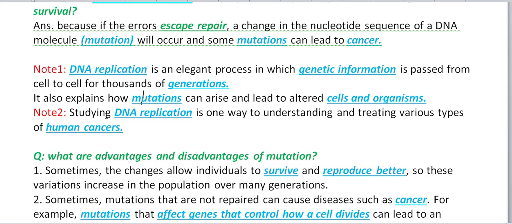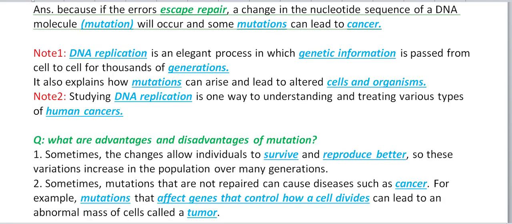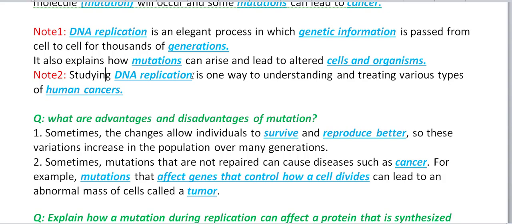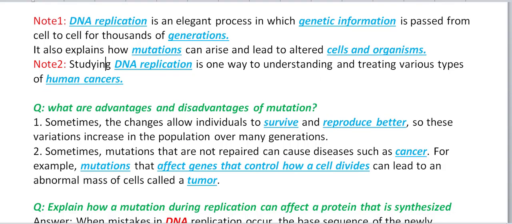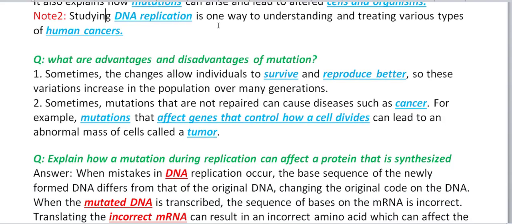Note number 2. DNA replication is one way to understanding and treating various types of human cancer. So the benefit of DNA replication: study of DNA replication helps humans find treatment and prevent various types of human cancer. Mutation has advantages and disadvantages.